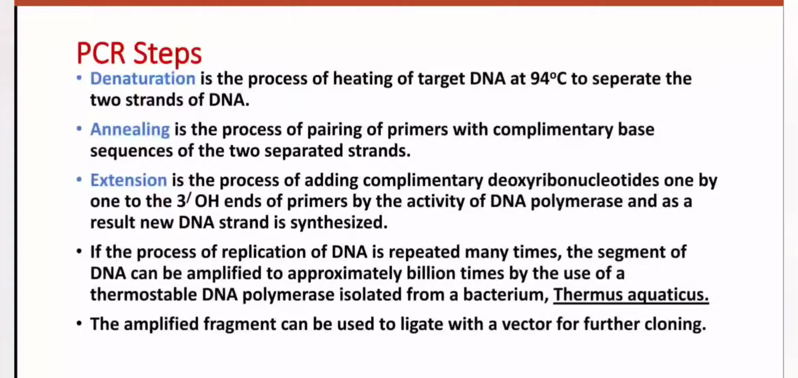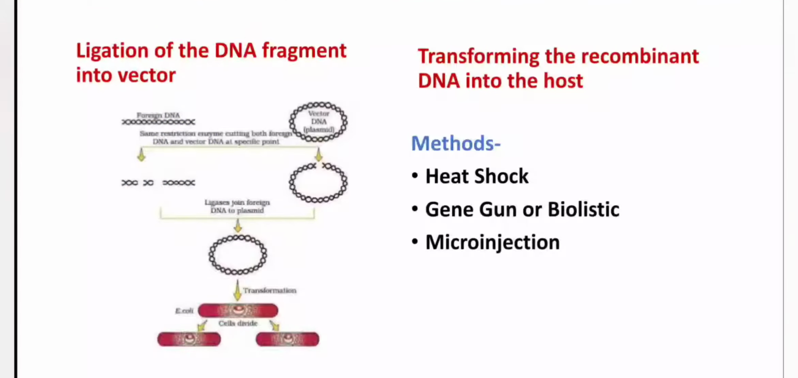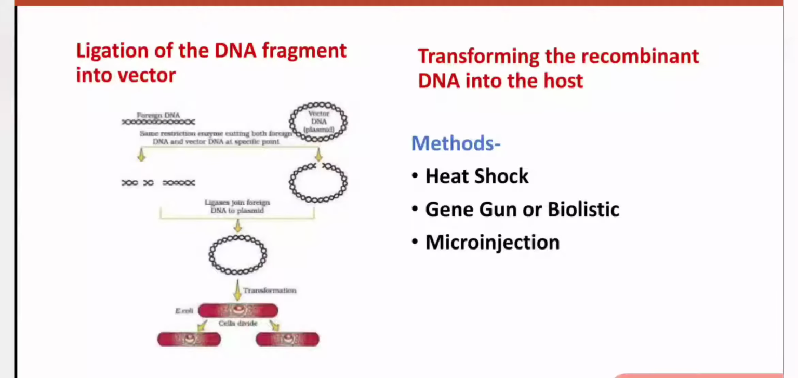Now this amplified DNA that we have, we will use for recombinant DNA technology. So this is the ligation of the DNA fragment into the vector. The foreign DNA is treated with restriction enzymes. With the same restriction enzyme we will cut the vector DNA, and then we will ligate the target DNA and the vector DNA, which results in the formation of recombinant DNA. Then it is transformed, meaning this recombinant DNA is inserted into the host cell. The host cell will divide and ultimately we will get copies of the target DNA.